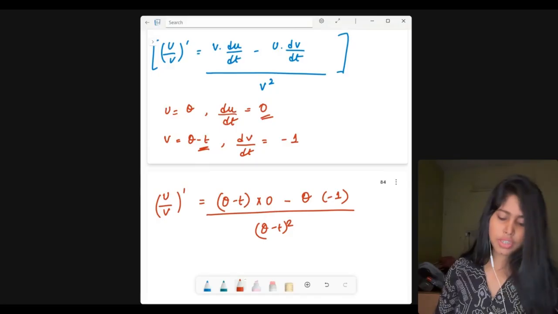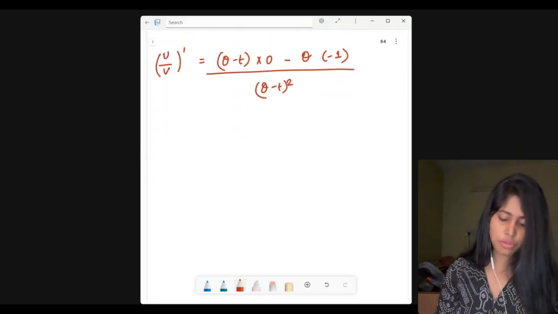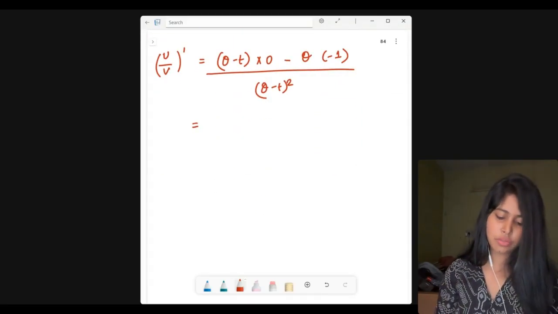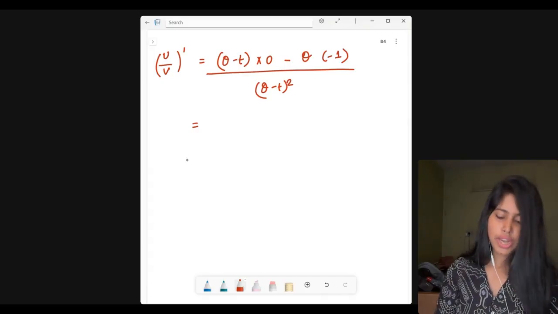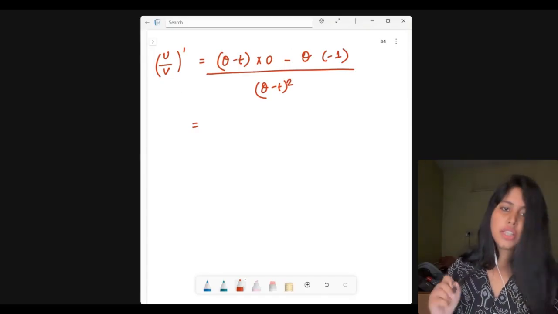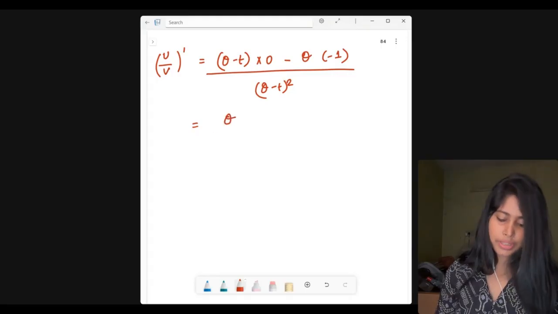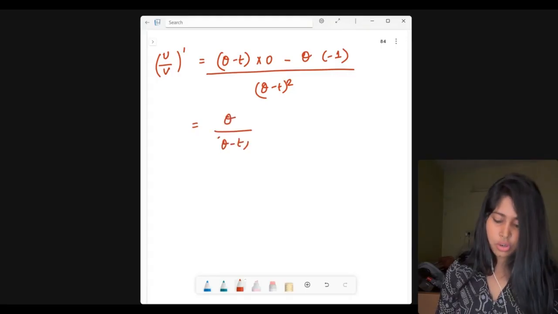Okay. Now it is computed. What do we get from here? Everything will be 0, and this part is only theta, right? So it will be theta by theta minus t whole square.